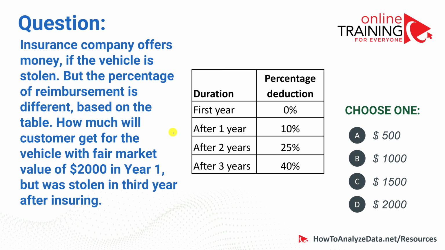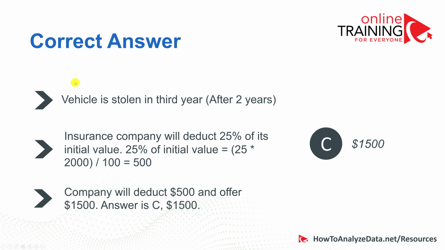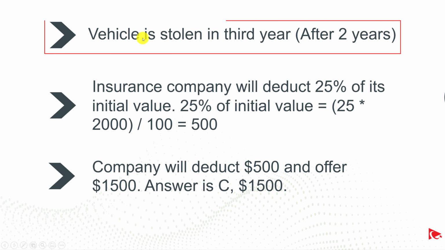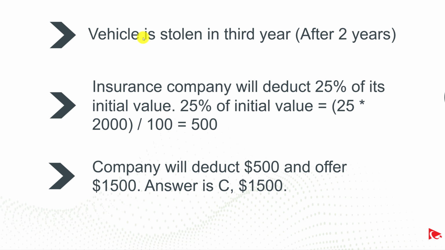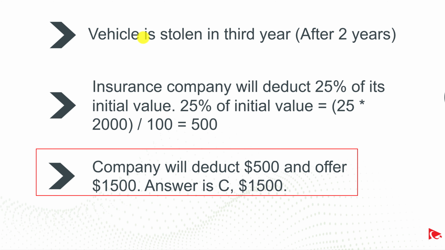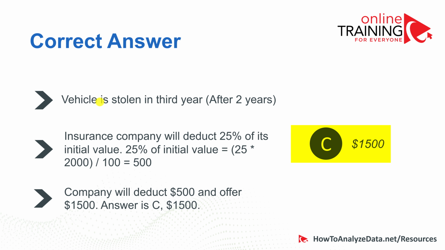Let's look at how you would approach answering this question. After 2 years, you would have to deduct 25% of the original cost of the vehicle. 25% of $2,000 is $500. So $2,000 minus $500 that you would have to deduct would be $1,500 reimbursement that you can get from the insurance company. Let's recap. The vehicle is stolen in the 3rd year, after 2 years. Insurance company will deduct 25% of initial value, and 25% of initial value is $500. Company will deduct $500 and offer you $1,500. So the correct choice is answer C. Hopefully you've got this one right.